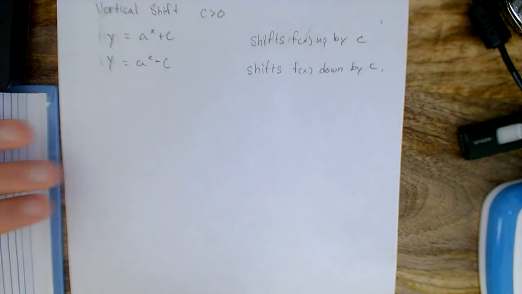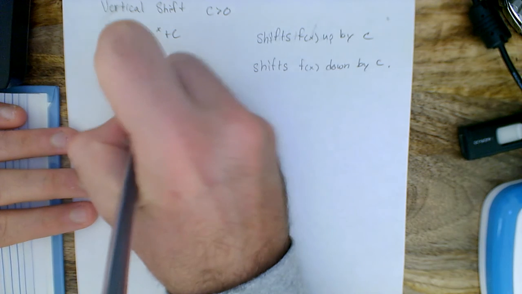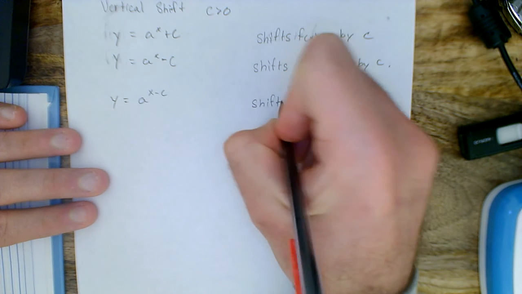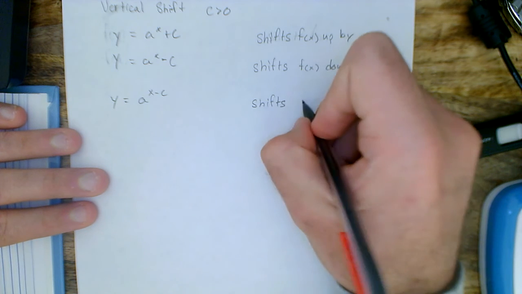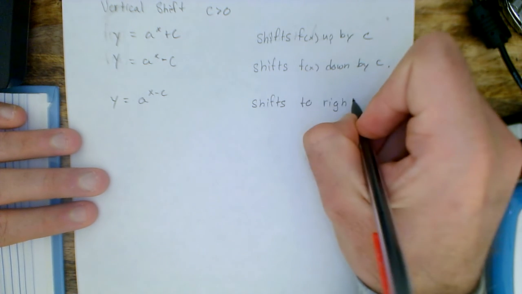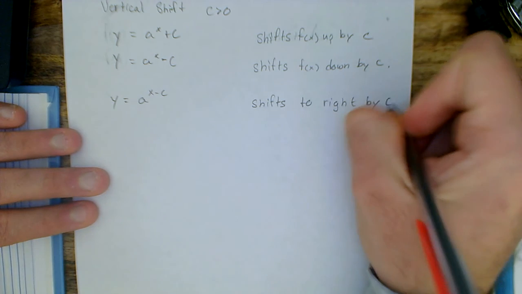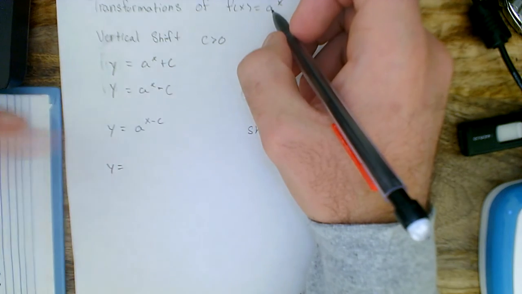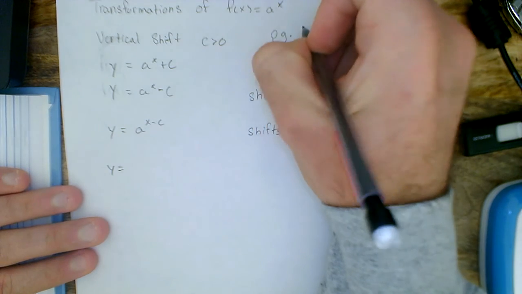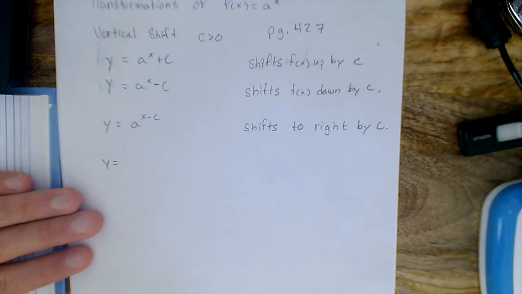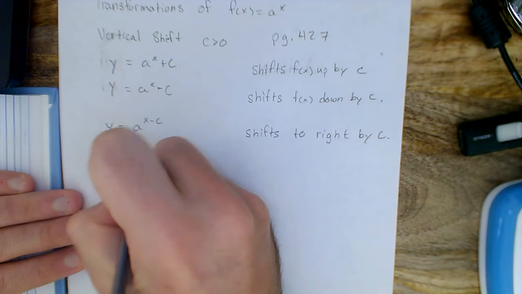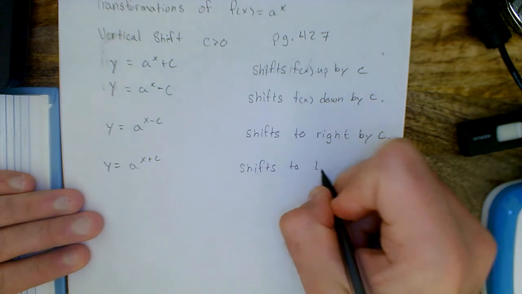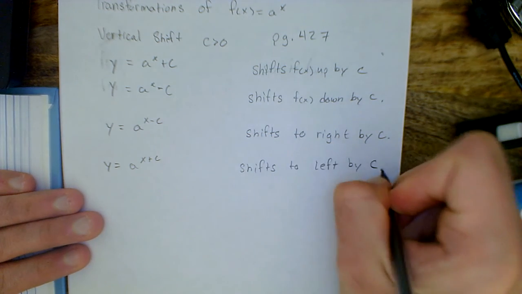Okay, so horizontal shift: if you had y equals a to the x minus c, it shifts to the right by c. This diagram was also on page 427 in the textbook. Y equals a to the x plus c shifts to the left by c.